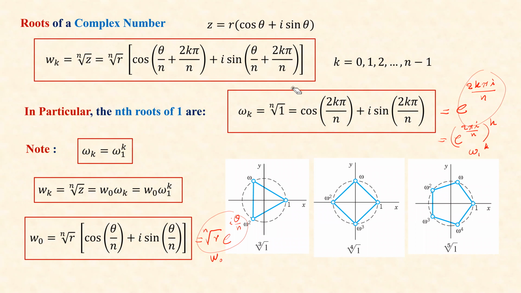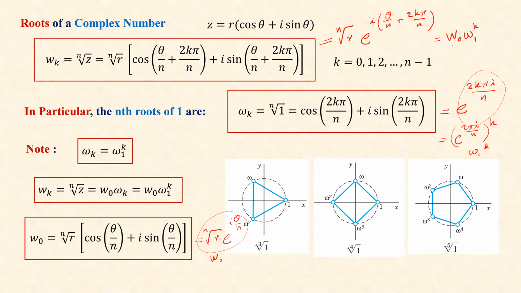And in exponential form, this can also be written as the nth root of r times e to the power i theta over n plus 2k pi over n, right? So that's what we say is equal to, oh, I mix up omega and w, w naught, the first one of the w's, times the second one of the omegas, which is with the index 1, to the power k.